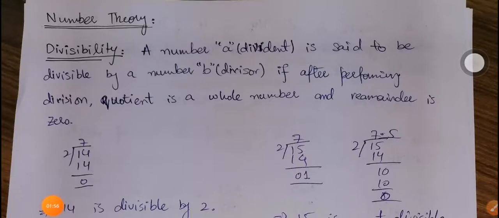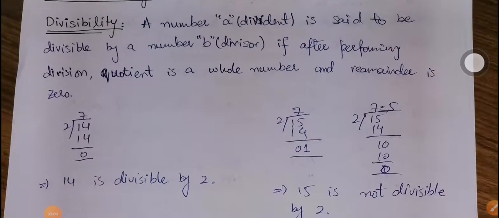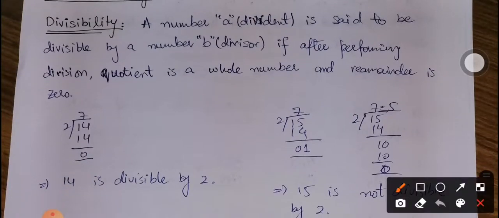Next, we are going to start with number theory, in which the first topic we are going to discuss is divisibility. A number a, which is basically the dividend, is said to be divisible by a number b, which is also named as the divisor, if after performing the division, the quotient is a whole number and the remainder is zero. So these are the two basic conditions that must be fulfilled for divisibility: the quotient must be a whole number as well as the remainder must be zero. Then we say that the divisor completely divides the dividend.